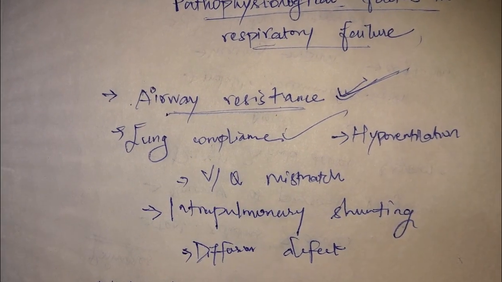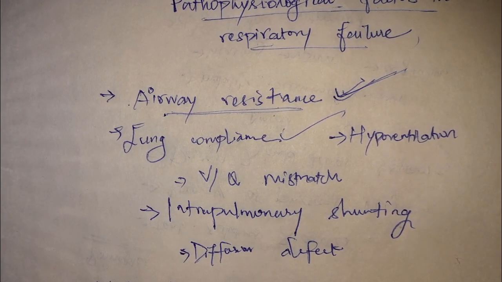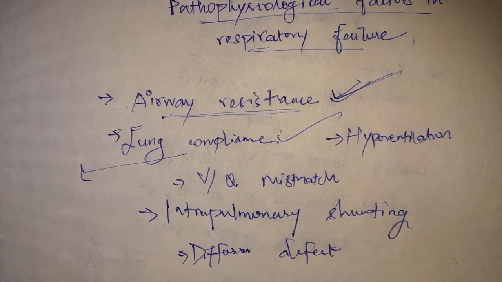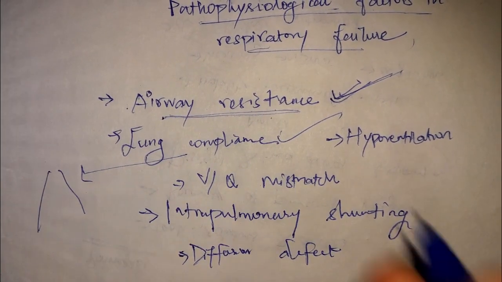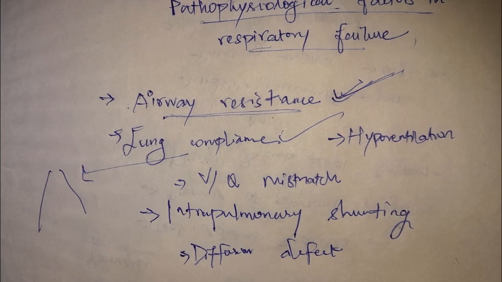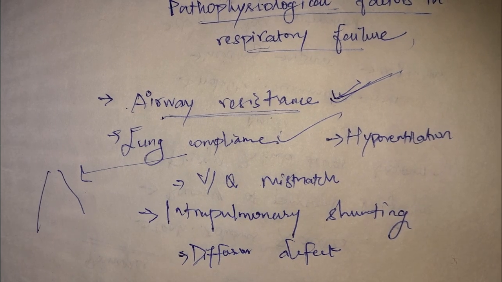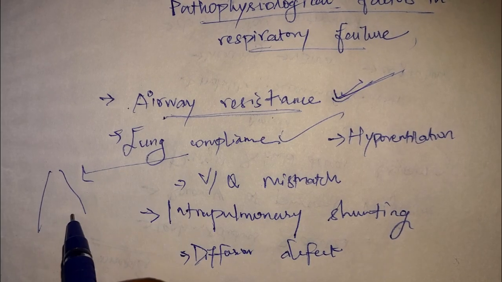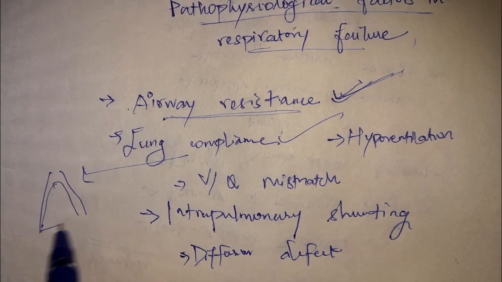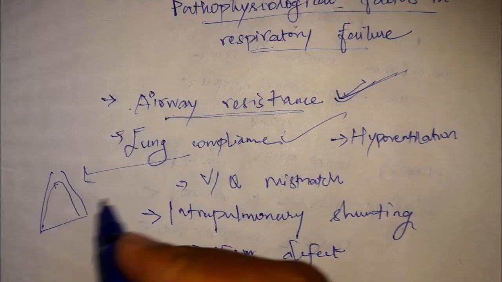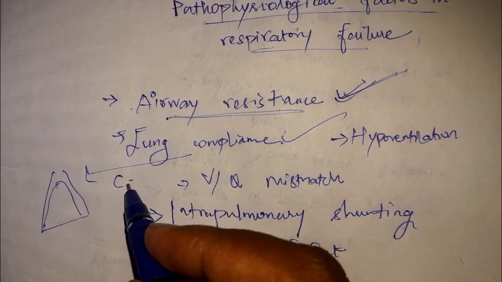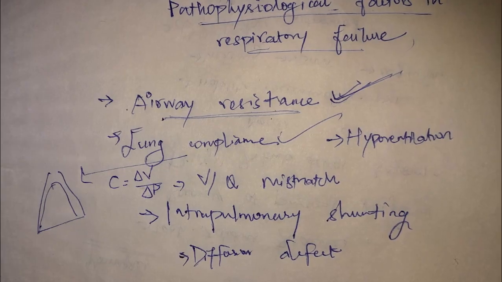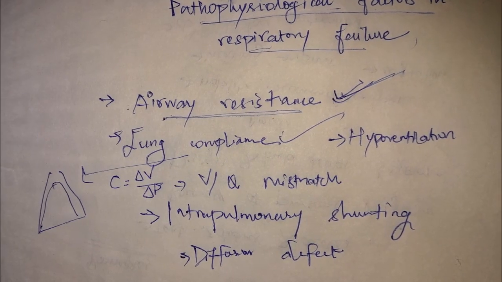Lung compliance is a measure of the lung's ability to expand, that is, the lung distending during inhalation, per unit pressure. So how much the volume changes per pressure change, we can write as C equals change in V by change in P. Volume change divided by pressure change.